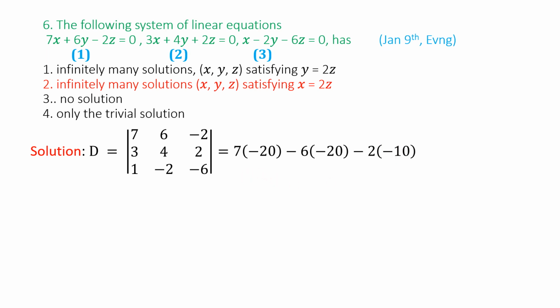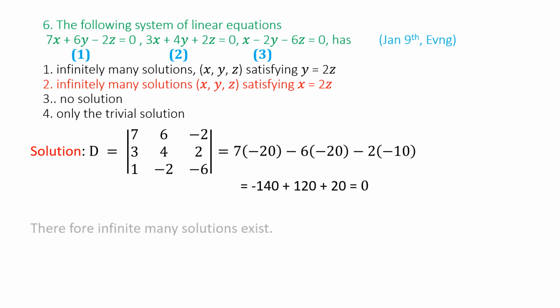Now the value will be 7 into minus 20, minus 140, and minus 6 into minus 20, plus 120, and minus 2 into minus 10, plus 20, which will be equal to 0. Now the determinant is 0. Here we observe that the determinant is 0. Then the given system has infinitely many solutions. Here the given options are satisfying y equal to z or x equal to 2z.